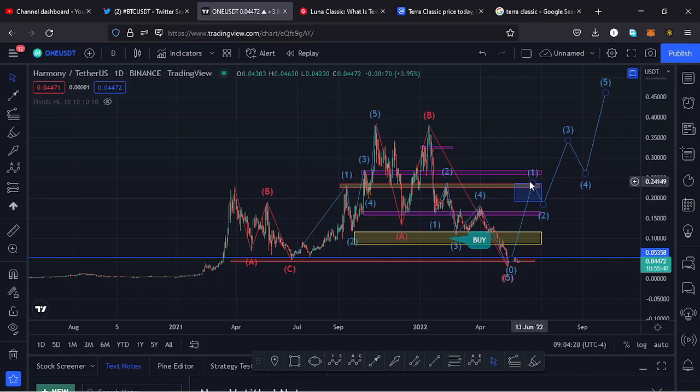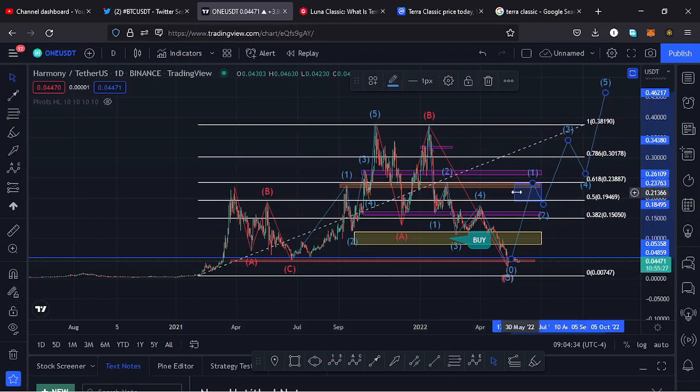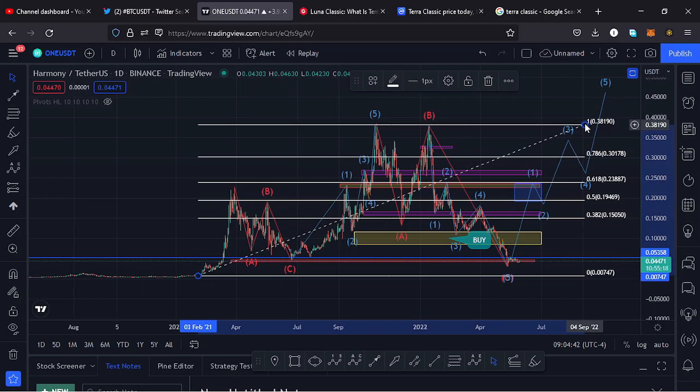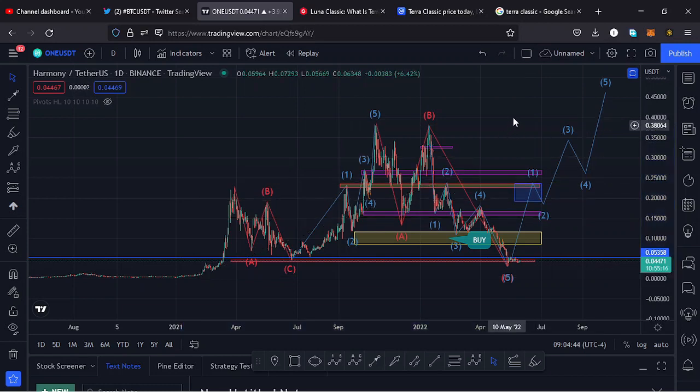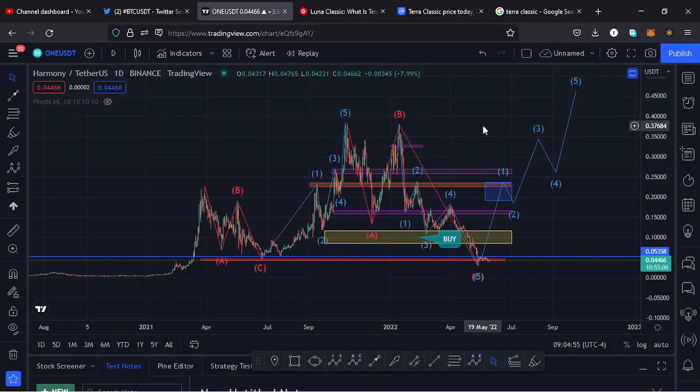And the first target area for the wave 1 is at around between the $0.19 mark and the $0.23 mark, and I'm basing it on the Fibonacci. So if I apply the fibs here, you can see that blue target area lies between the fib level 0.6 and the 0.5. That's the minimum that I'll expect for the wave 1. And then for the wave 5, that is the all-time high, I will expect it above the $0.46 mark. So those are the key scenarios that I expect to play out on this chart.